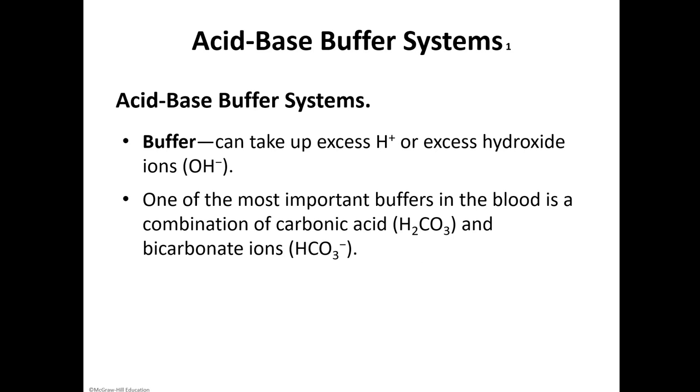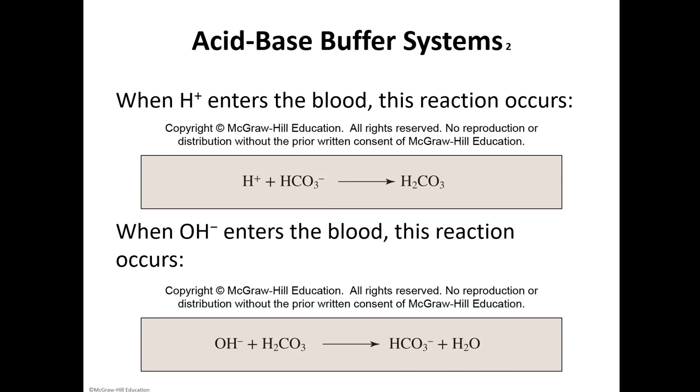The acid-base buffer system. A buffer is a combination of chemicals that can take up excess hydrogen ions or hydroxide ions, and the pH of blood stays near 7.4 because the blood is buffered. One of the most important buffers in the blood is a combination of carbonic acid, H2CO3, and bicarbonate ions, HCO3-. When protons enter the blood, this reaction occurs: protons plus bicarbonate creates carbonic acid. When hydroxide ion enters the blood, this reaction occurs: hydroxide ions plus carbonic acid becomes bicarbonate and water.